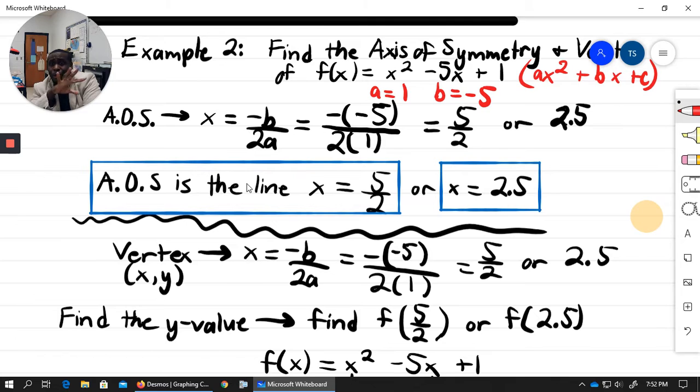So again, you've got to write this axis of symmetry as an equation, or as the equation of, and we write it in the form of x equals that. You can either write it as a fraction or you can write it as a decimal. That's up to you, folks.